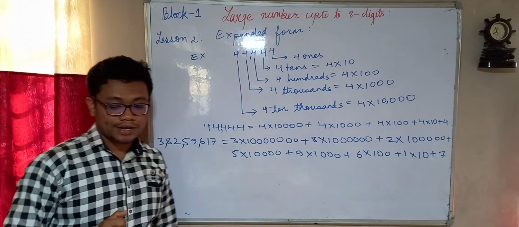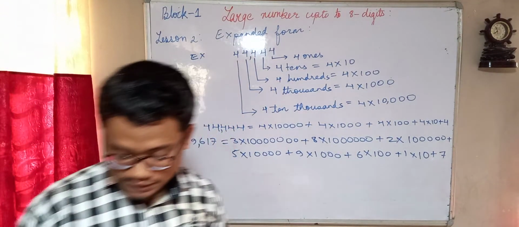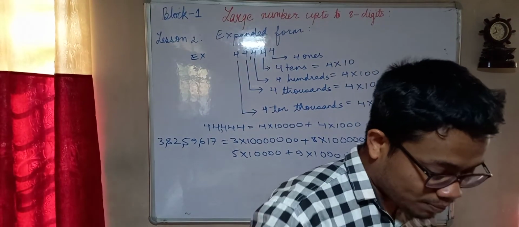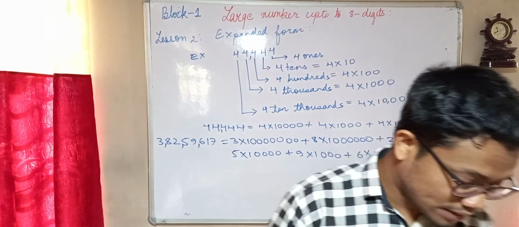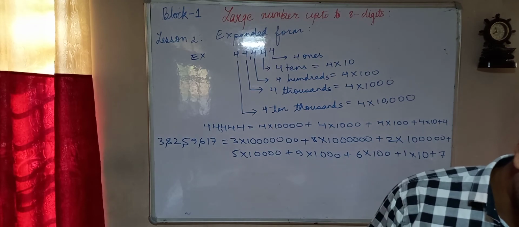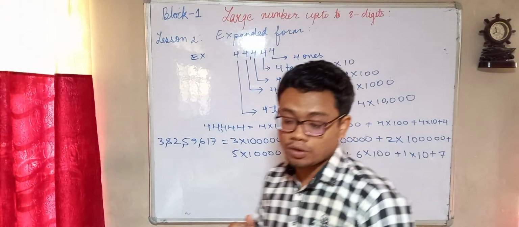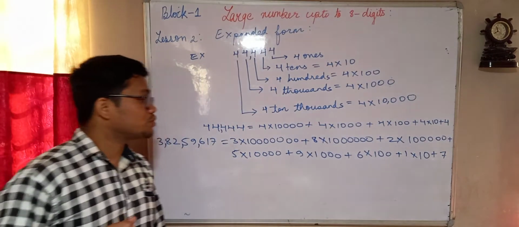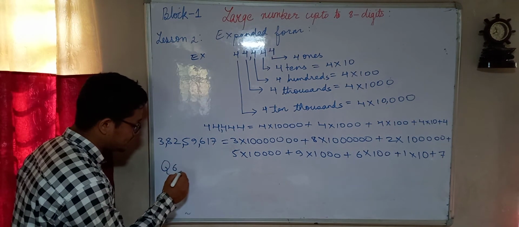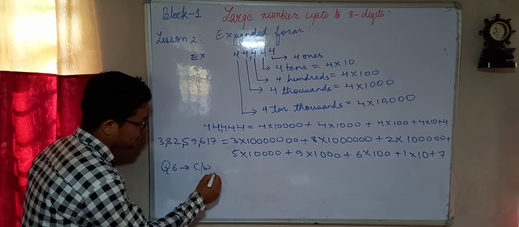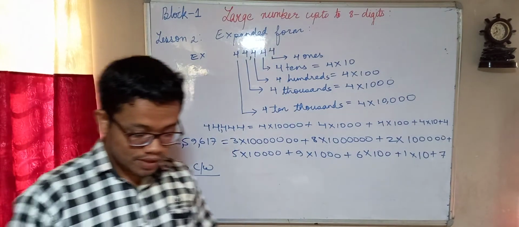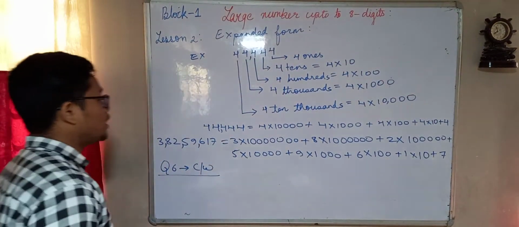Children, now as we have discussed the expanded form, your classwork from this lesson will be to do question number 6. Just question number 6 you have to do, from lesson number 2. From lesson number 2 you have to do just question number 6 as your classwork. Okay, now let us discuss further.